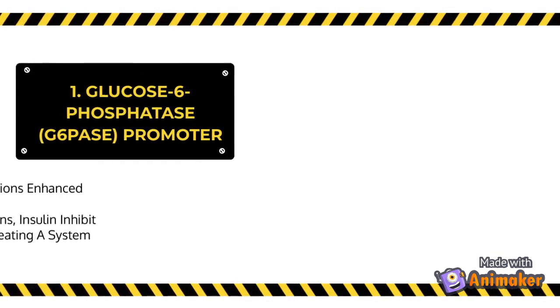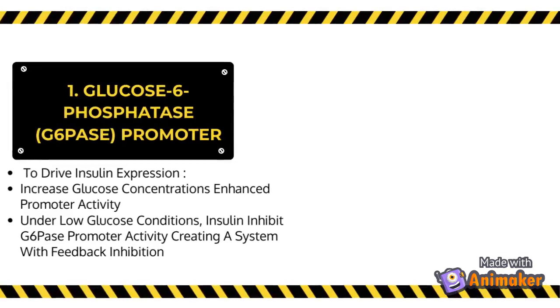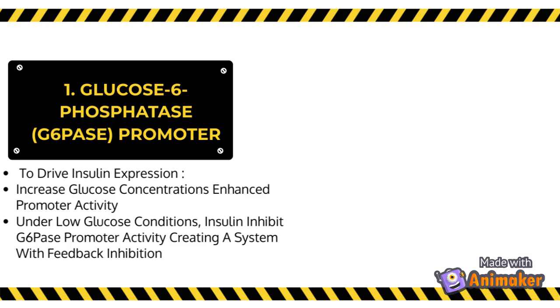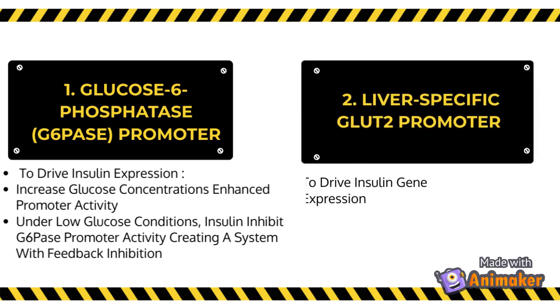First, glucose 6-phosphatase (G6Pase) promoter. The function is to drive insulin expression. An increase in glucose concentration will enhance promoter activity. Under low glucose conditions, insulin will inhibit G6Pase promoter activity, creating a system with feedback inhibition. Second, liver-specific GLUT2 promoter. The function is to drive insulin gene expression.